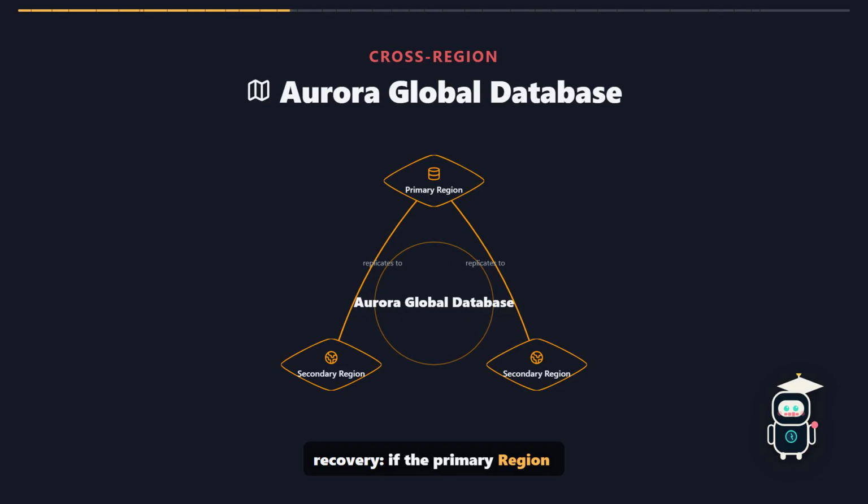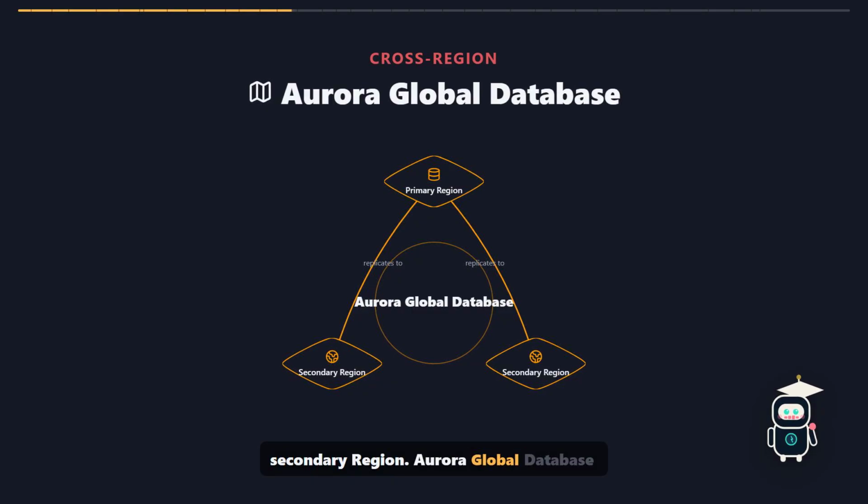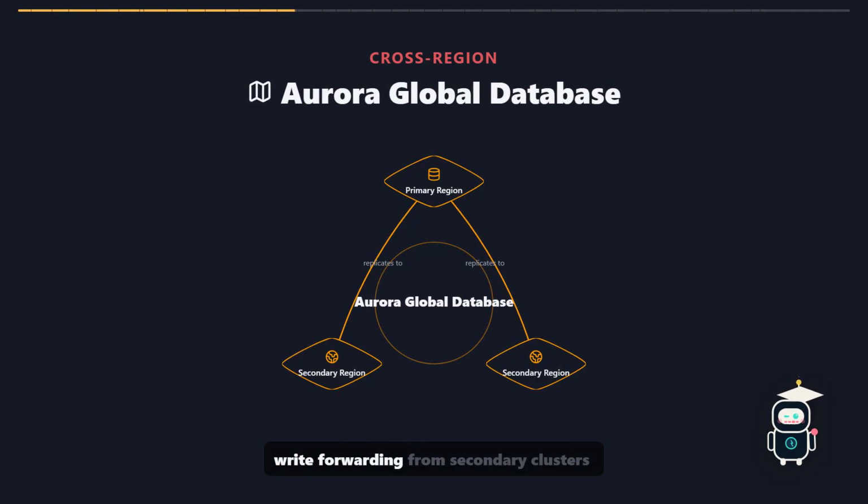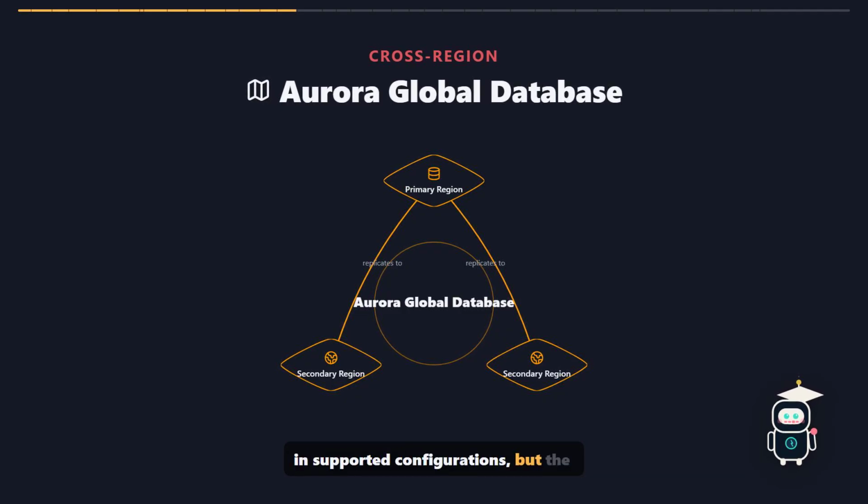If the primary region has a serious outage, you can fail over to a secondary region. Aurora Global Database is not an active cross-region write database. The primary region performs writes. You can configure write forwarding from secondary clusters in supported configurations, but the primary remains the writer.